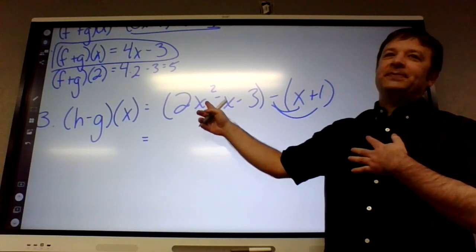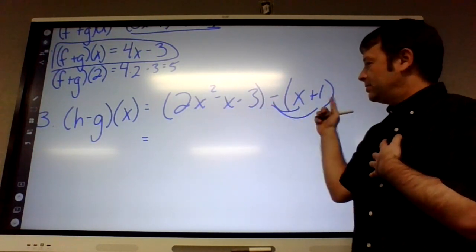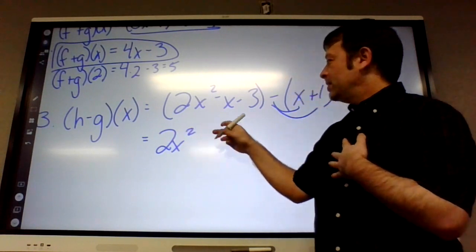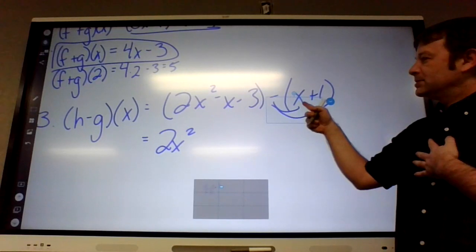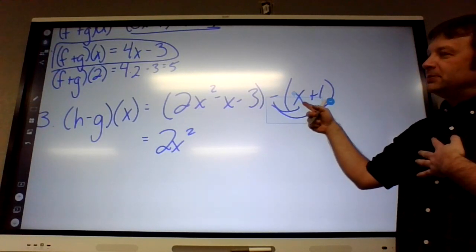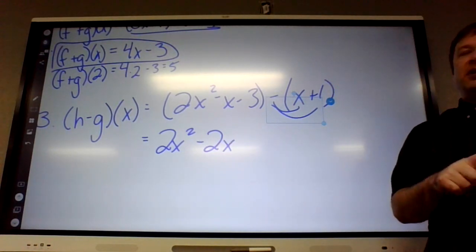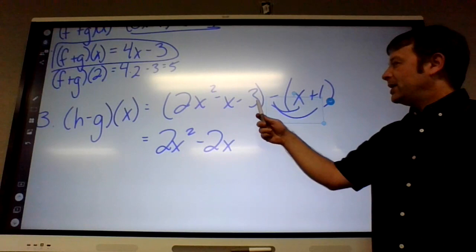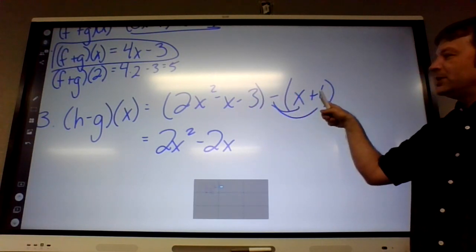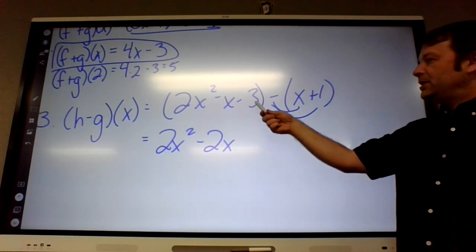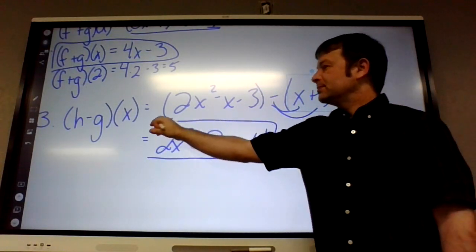Okay. Anyways, we can only add and subtract like terms. Does 2x squared go with anything? No, so that just stays there. We have a minus x, minus x. Negative 1x minus 1x is negative 2x. And then we have a negative 3 minus 1. Negative 4. That's it.